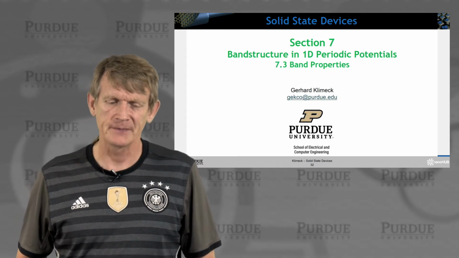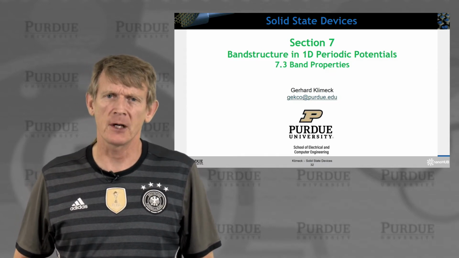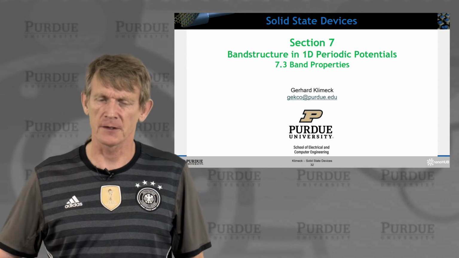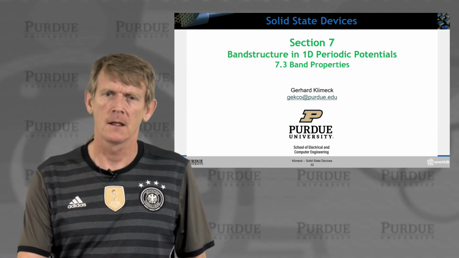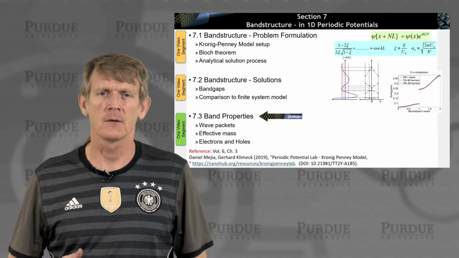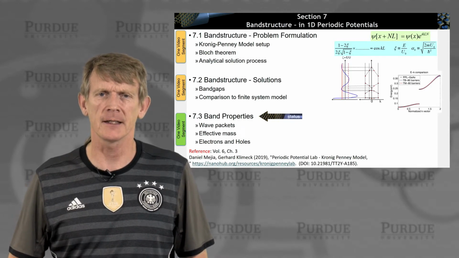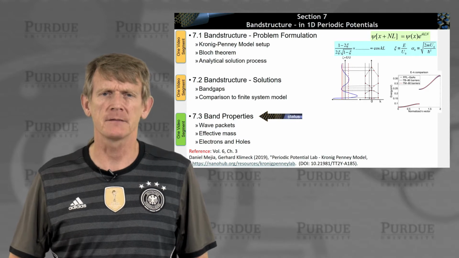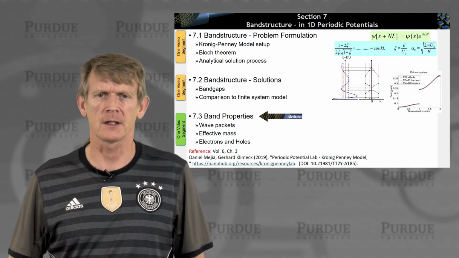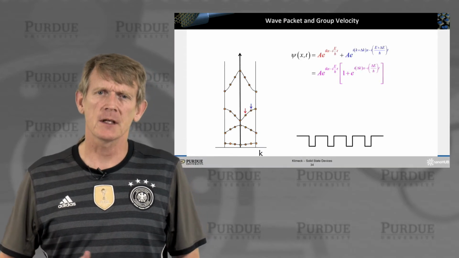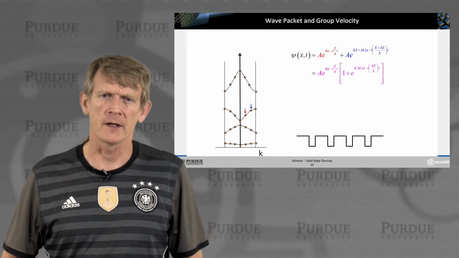Hello. So we're back to band properties now in section 7.3. What we're after is expressing wave packets in the newly defined bands. And from there we'll define effective masses and the concepts of electrons and holes. All right, so let me start from the formulation of a wave packet.